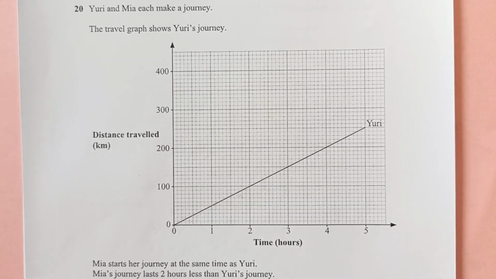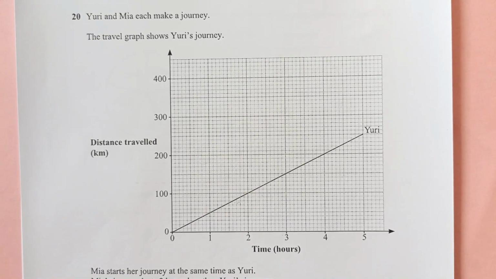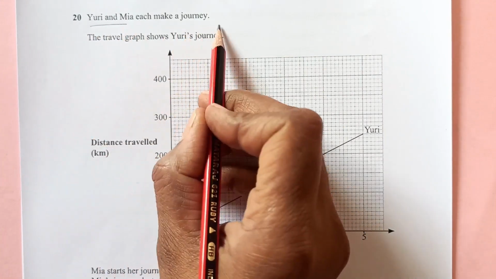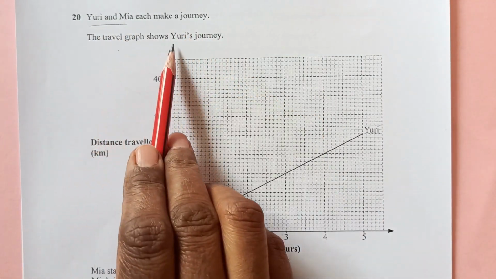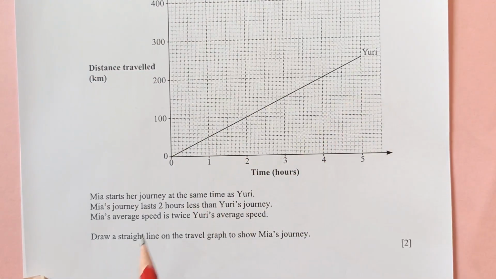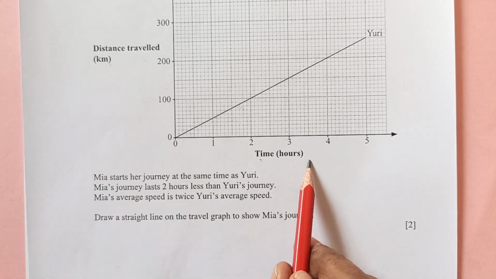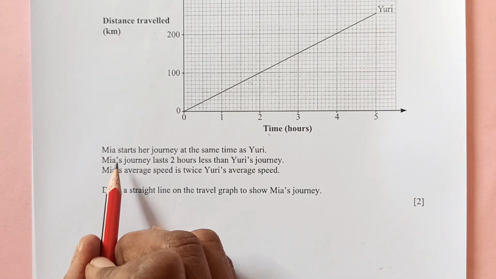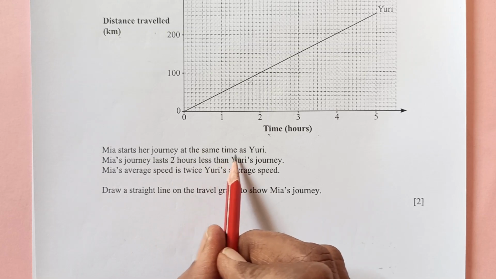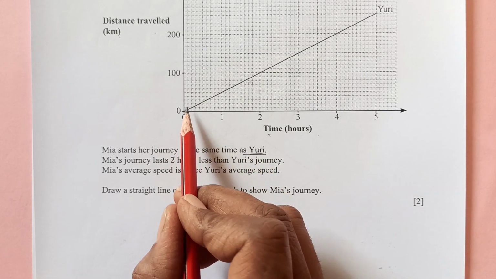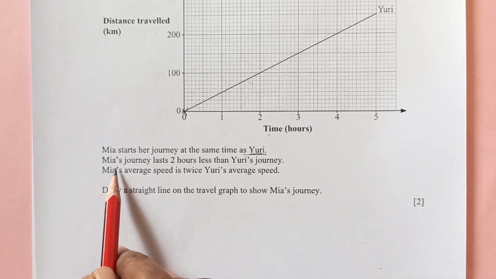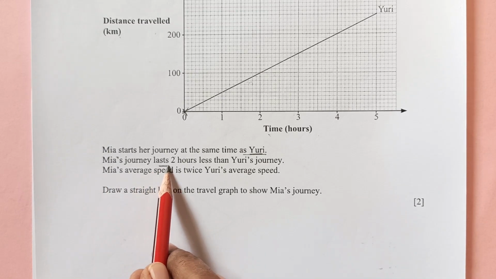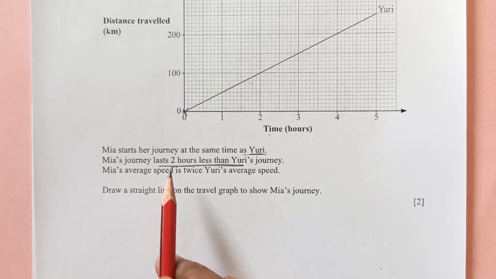Okay, let's move to number 20. Yuri and Mia each make a journey. The travel graph shows Yuri's journey. This is Yuri's journey. Distance traveled and time taken along the x-axis. Mia starts her journey at the same time as Yuri. So that means the starting point is the same.